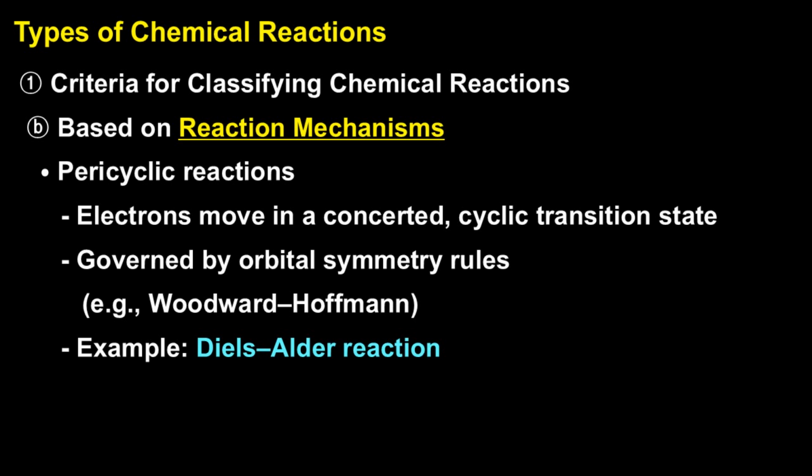Importantly, classifying reactions by structure or by mechanism isn't mutually exclusive. Many reactions fit into both categories. For instance, substitution can be polar or radical, and addition can be electrophilic or nucleophilic. Recognizing this overlap helps us better understand reaction pathways. Now, let's move into the details, starting with substitution reactions.